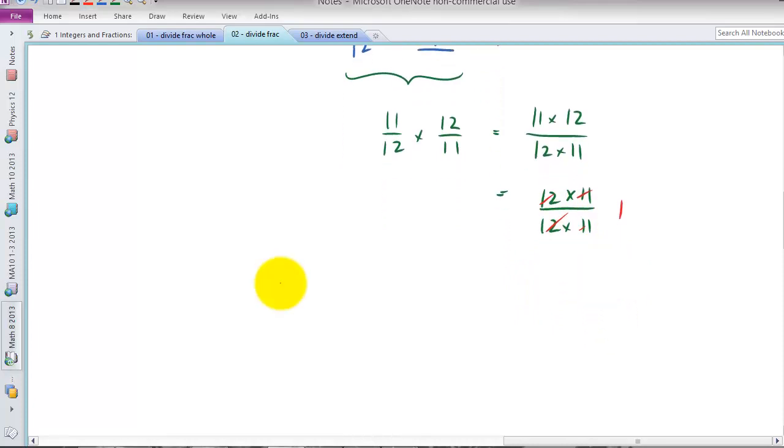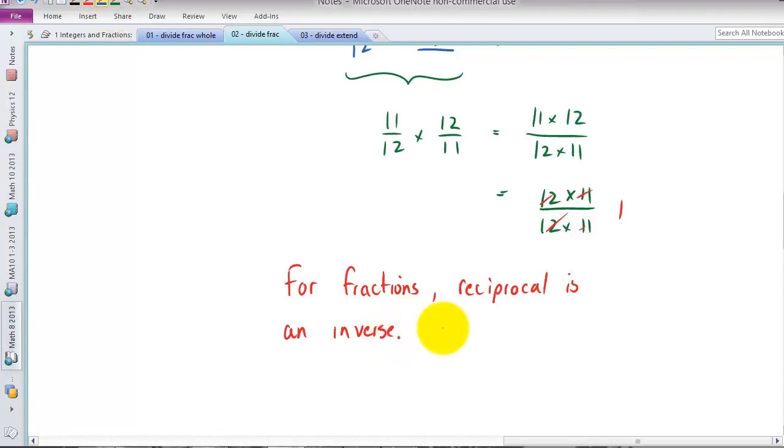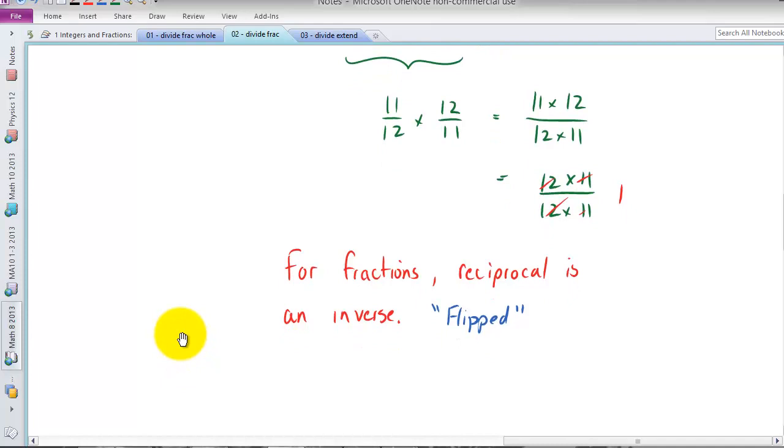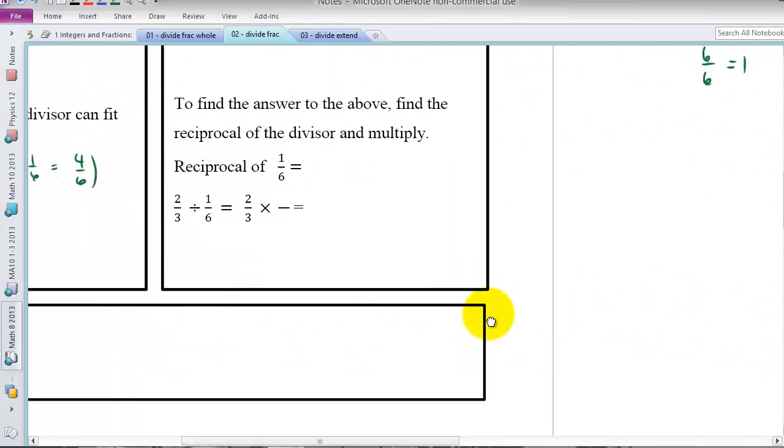For fractions, the reciprocal is an inverse, or let's just say flipped. But I don't want to just tell you it's flipped. I wanted you to see how it works in terms of the definition of what a reciprocal is. Okay, so we have a reciprocal.